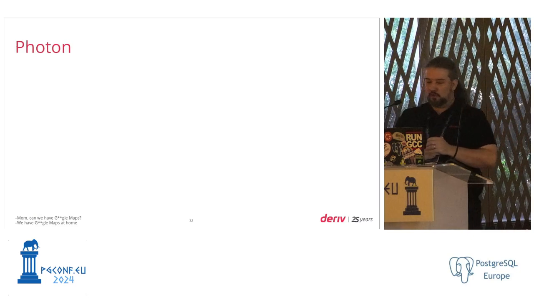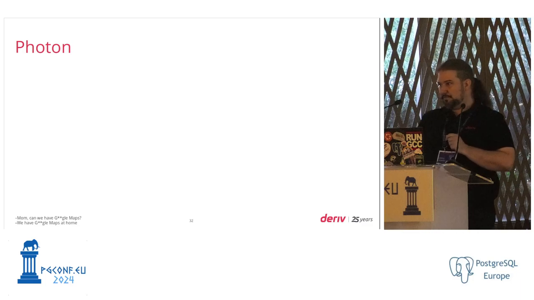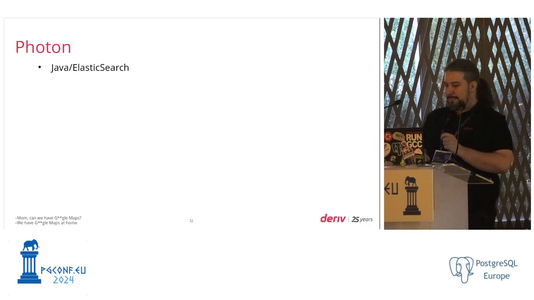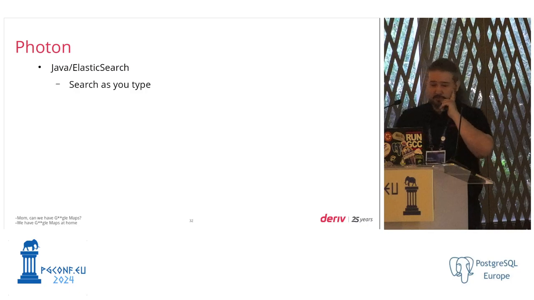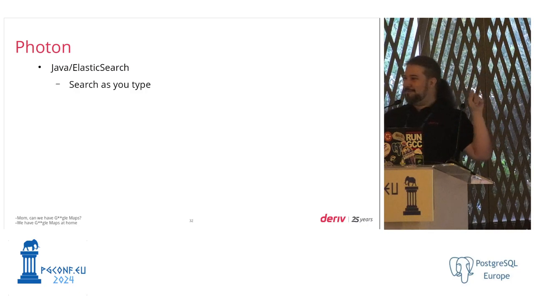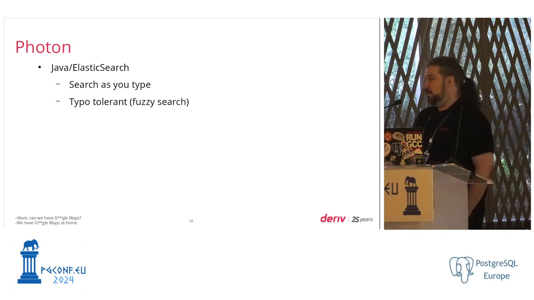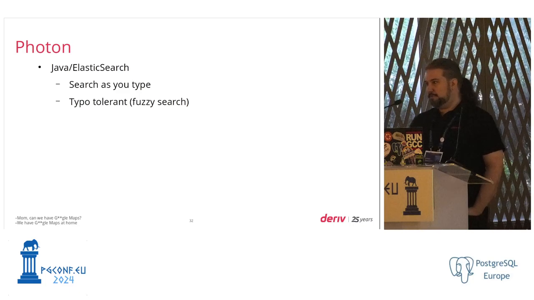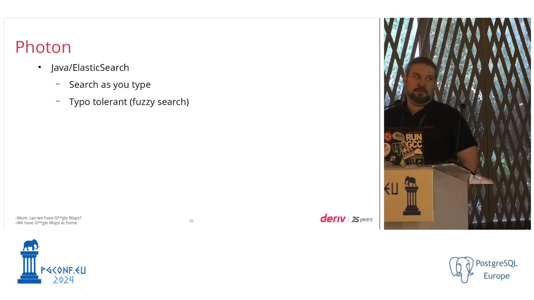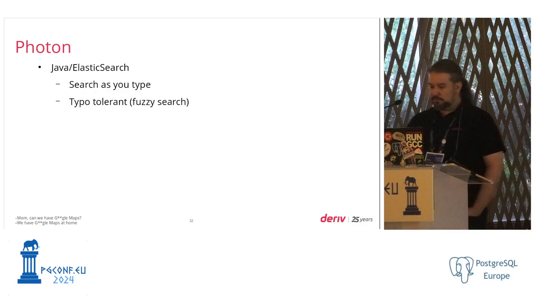We briefly mentioned Photon. Photon isn't Postgres specific, but there is a connection. It's written in Java and Elasticsearch, which means that you can search as you type, which is a cool feature. And additionally, unlike Nominatim, it is typo-tolerant. Nominatim performs exact searches, so if you misspell something, you don't get results back. With Photon, it performs fuzzy searches, so even if you misspell something or use a non-standard spelling for a feature or a city, you do get results back.